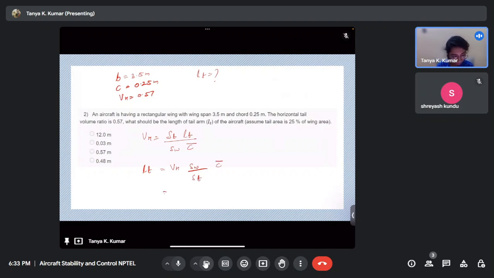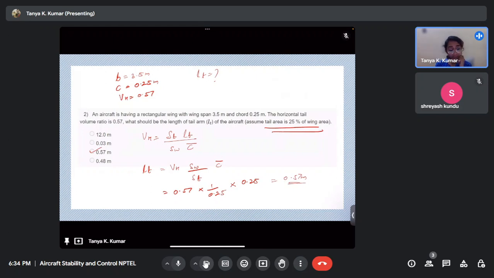Now VH is given to you as 0.57. Assume tail area is 25% of wing area, so it's 1 by 0.25, and C bar is 0.25. So the answer is 0.57. This was fairly simple. So the tail moment arm is 0.57 meters.